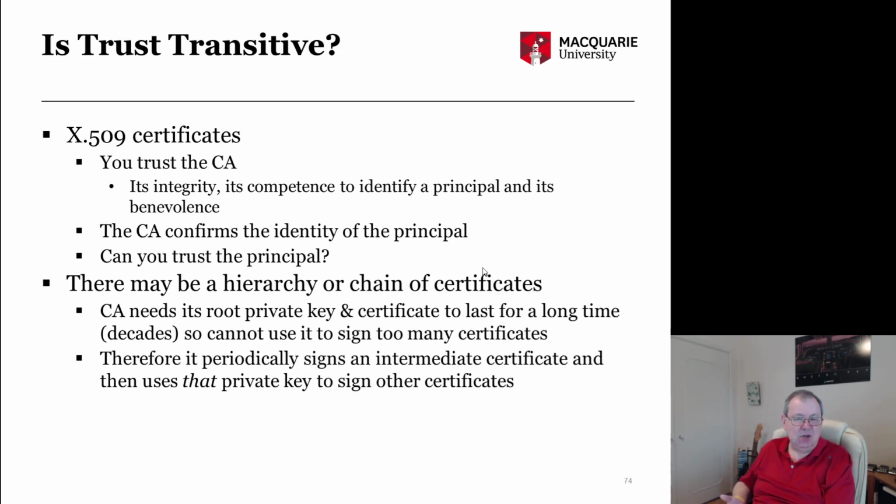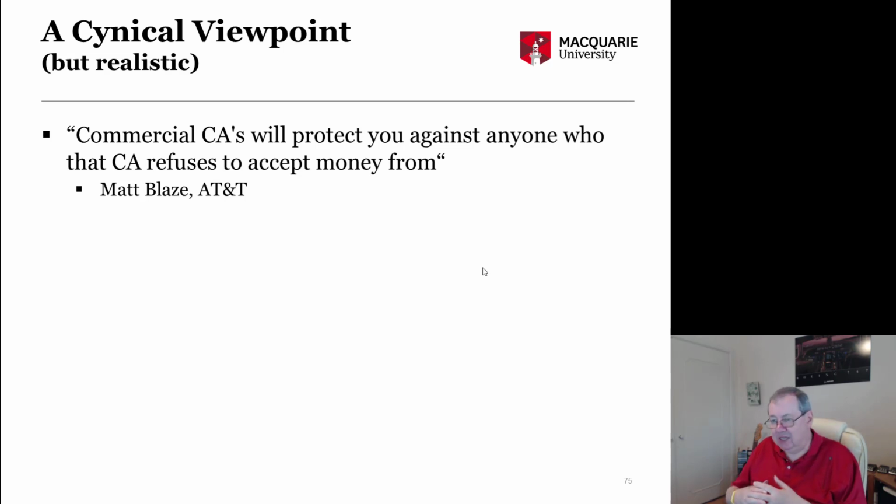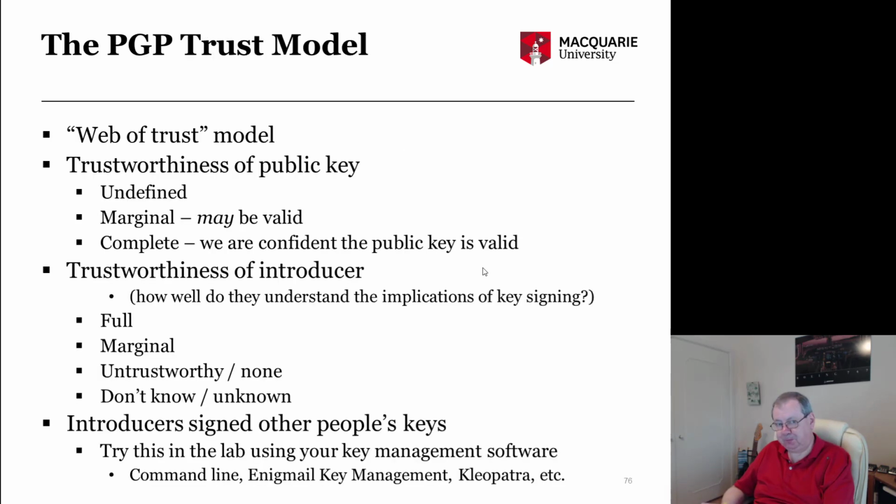But actually, can you trust them? Well, as Matt Blaze at AT&T says, commercial certifying authorities will protect you against anyone that they refuse to accept money from. It's all about the money, really. Now, there's an alternative scheme called PGP, and you're going to get a chance to use PGP, and you're also going to get a chance to get an X.509 certificate as well in the workshops.